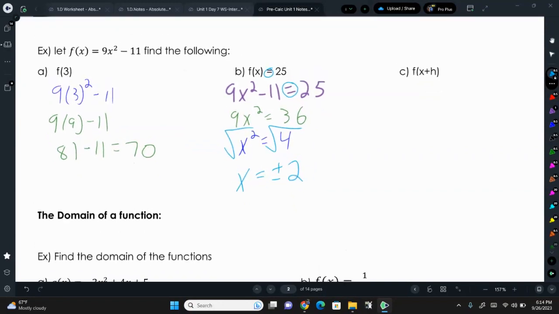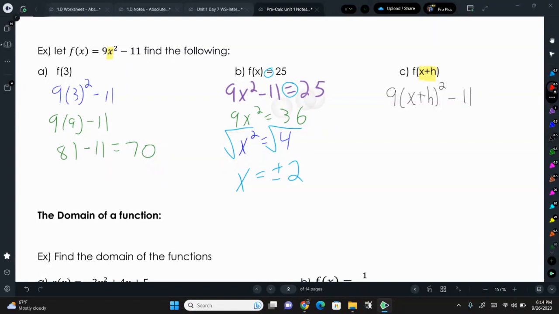Now letter C says f of x plus h. So what that means is whenever we see an x in our function, we replace it with that x plus h. So what that would look like, it'd be 9, but instead of writing x squared, we're substituting that in for x plus h squared minus 11. And now we have to simplify.